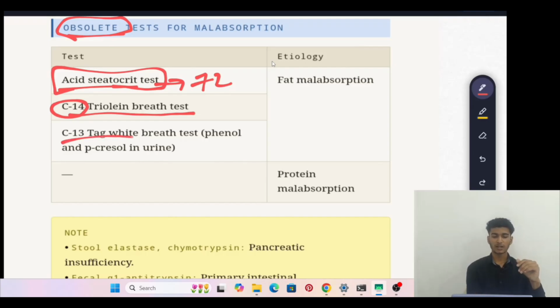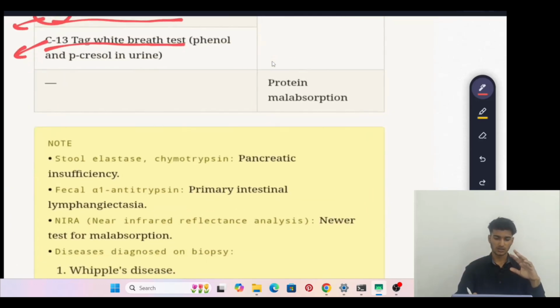The C13 breath test is the same as C14, but this is a non-radioactive carbon atom, and that was the radioactive carbon atom. Because C14 is radioactive, the majority of doctors will only do this in emergency cases. If they require the perfect diagnosis, then only they will do this test, or else they won't touch this test.